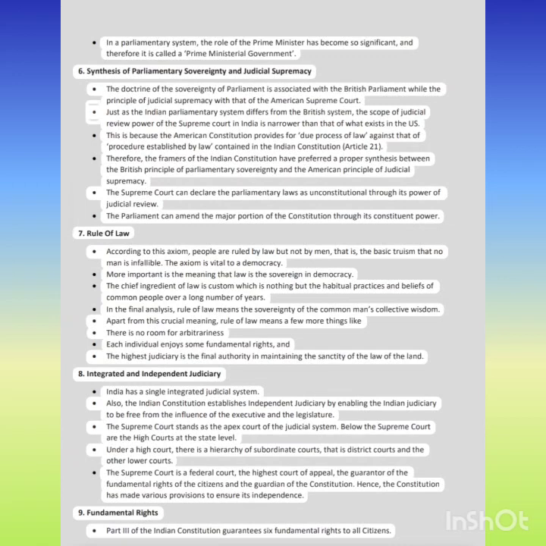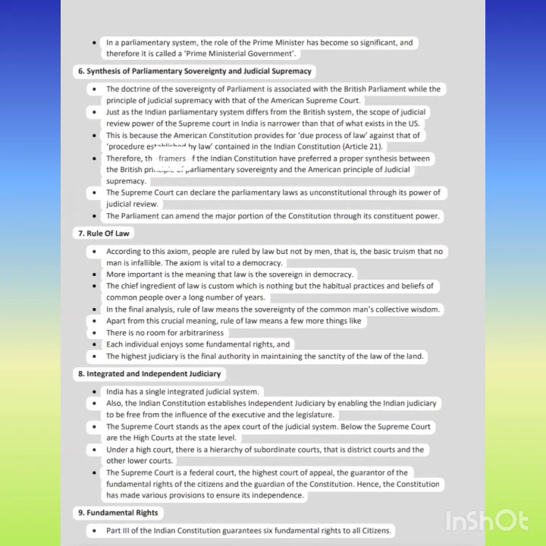Just as the Indian parliamentary system differs from the British system, the scope of judicial review power of the Supreme Court in India is narrower than that of what exists in the U.S. This is because the American Constitution provides for due process of law against that of procedure established by law, contained in the Indian Constitution, Article 21.